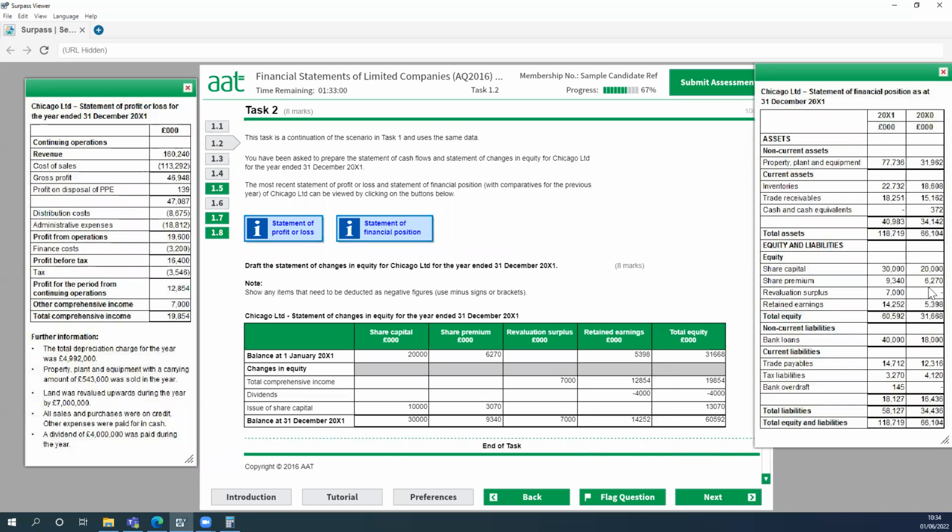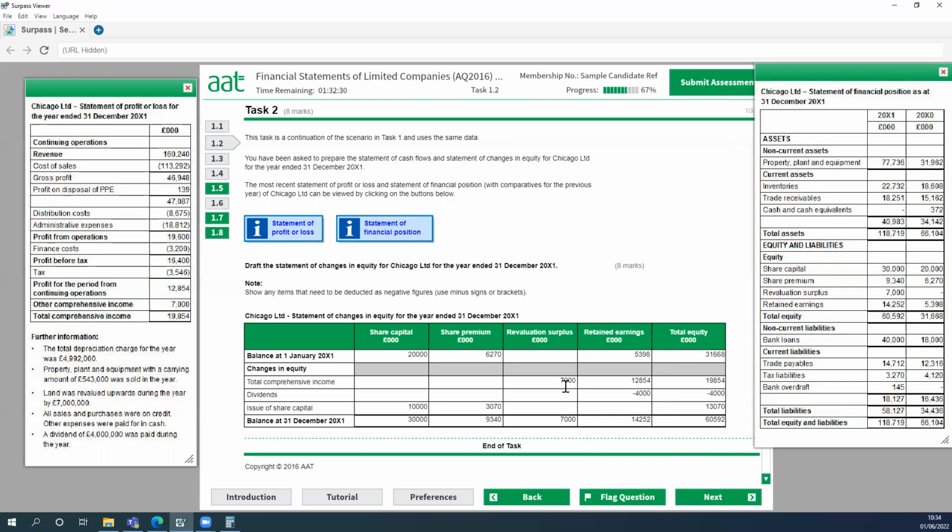Share premium, 6,270 at the beginning of the year. At the end of the year, 9,340. So you've raised an extra 3,070,000 through share premium. We've got the 7,000, or the 7 million, other comprehensive income from the revaluation of the land. So therefore, the revaluation surplus is now 7,000.